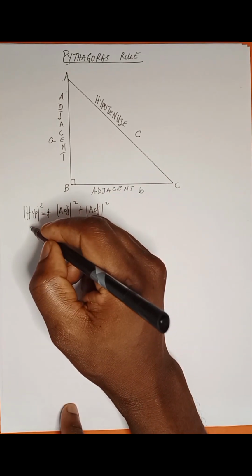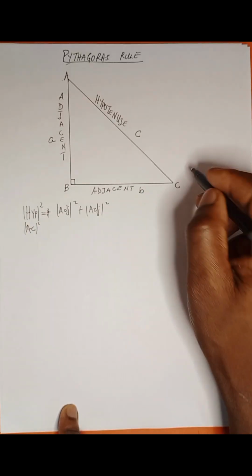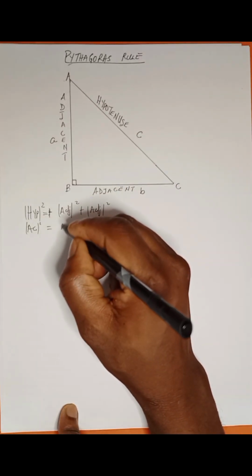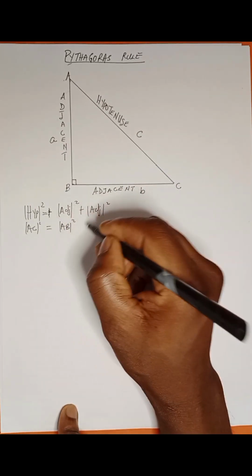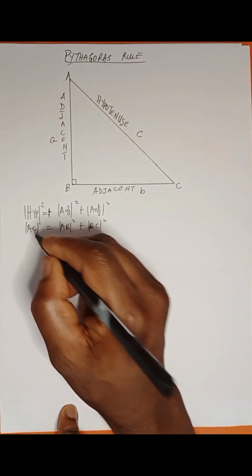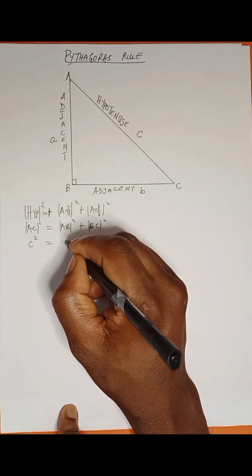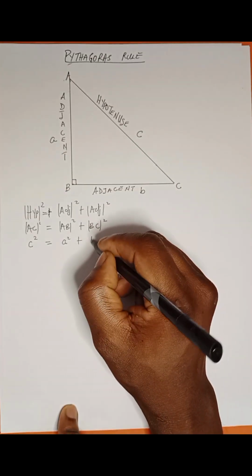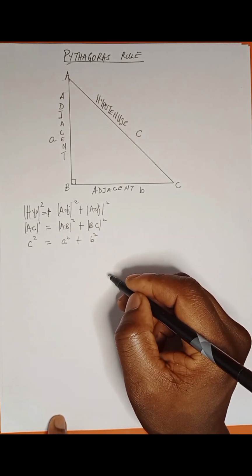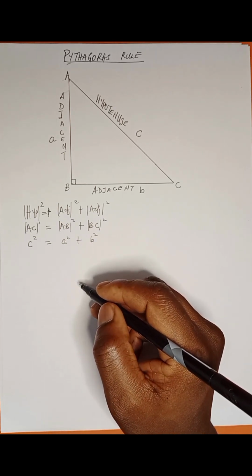Meaning that if I say AC, which is the hypotenuse square, is equal to AB square plus BC square. AC is my C and AB is A plus BC, which is B. So C squared is equal to A squared plus B squared. Now let's see how that is.